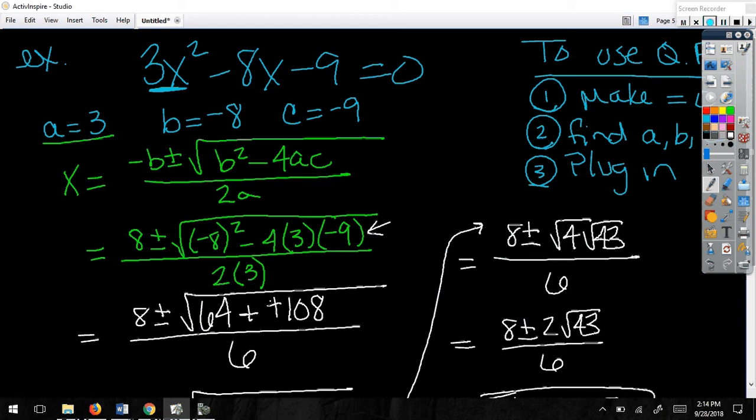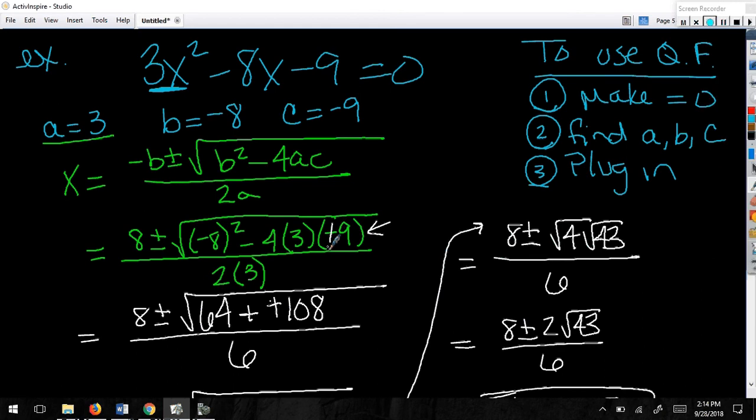Okay, so you know what I'm talking about? If this had been positive 9, wouldn't you just do -4 times 3 times 9? So you would have gotten 64 minus 108. Right. Or still, if you change it to -4, you have to change that to a plus in the middle, if you're multiplying by -4.